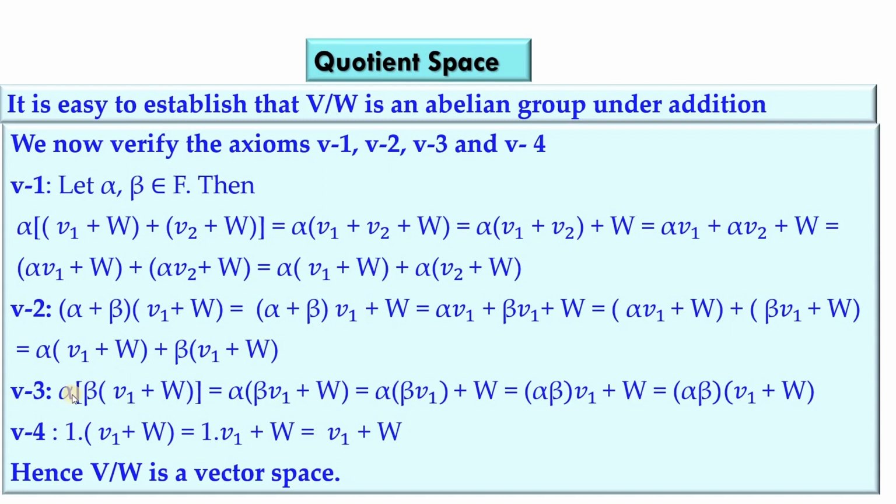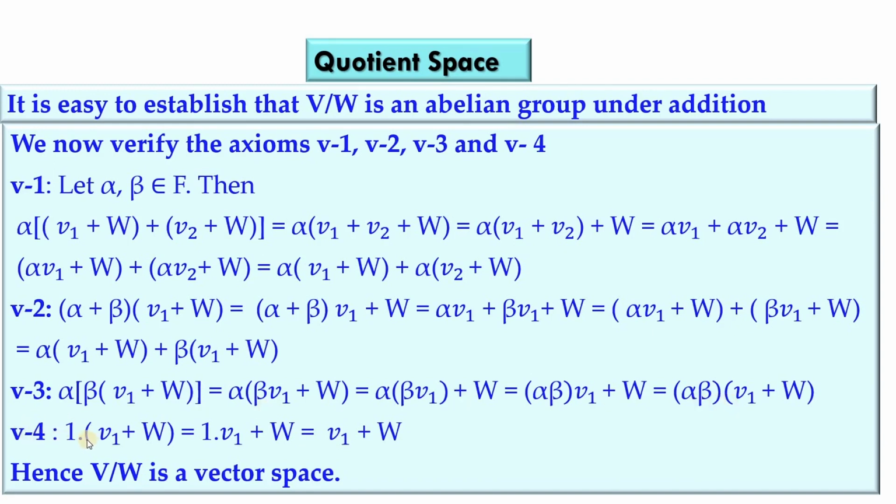And for V3, what we are trying to prove is alpha (beta (v1 plus W)) is (alpha beta)(v1 plus W). For which we consider this expression, and using our scalar multiplication we can have this as alpha beta v1. Here we are applying scalar multiplication in V mod W, so we get this step. Once more we use scalar multiplication in V mod W, and this step comes. And using V3 in capital V, which is a vector space, we have this step. And using scalar multiplication in V mod W, this step comes.